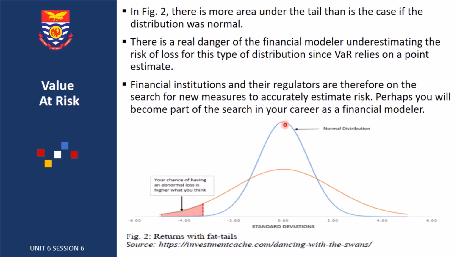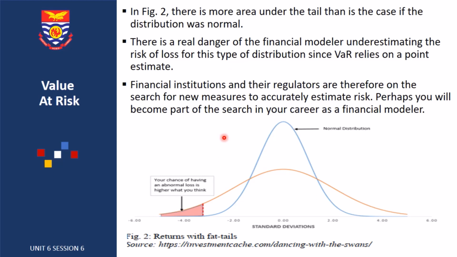So this is a normal distribution, but with this plot, this is the data that we use. As a normal distribution looks like this, this shows that we have an asymmetric distribution, or a distribution that is not normal. So there is a real danger of the financial modeler underestimating the risk of loss for this type of distribution, since the VAR relies on a point estimate. The financial institutions and their regulators are therefore searching for a new measure to accurately estimate the risk.